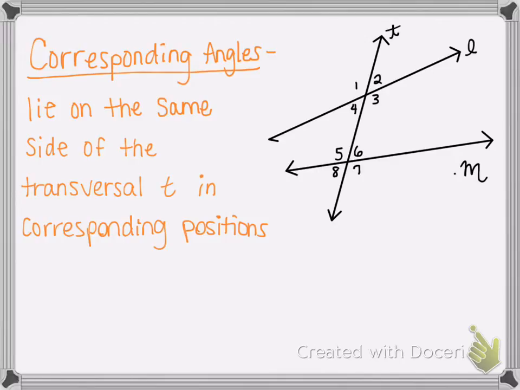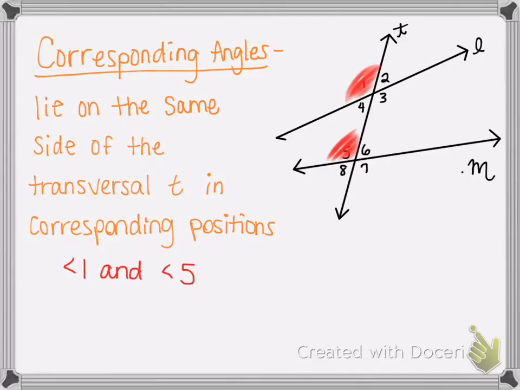Okay, next we have corresponding angles. Corresponding angles lie on the same side of that transversal in corresponding positions. So what I mean by that is 1 and 5. So notice they're both on the left side of that transversal, and this is in the top left of line L, and this is in the top left of line M. So they're in their same spots depending on which line you're looking at.